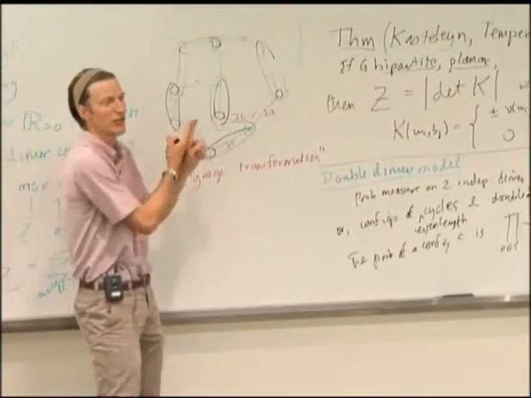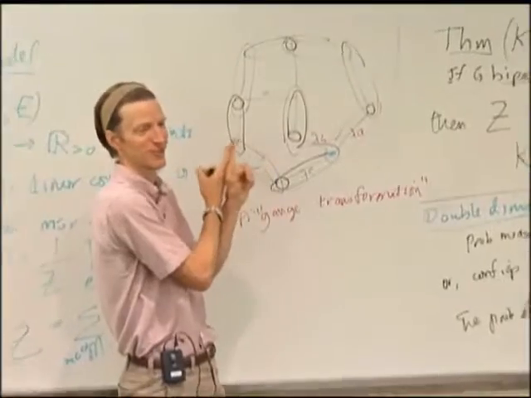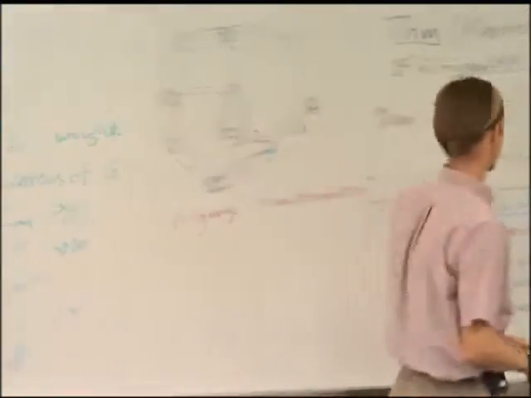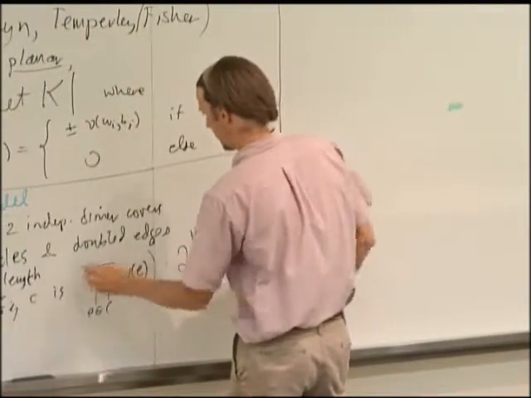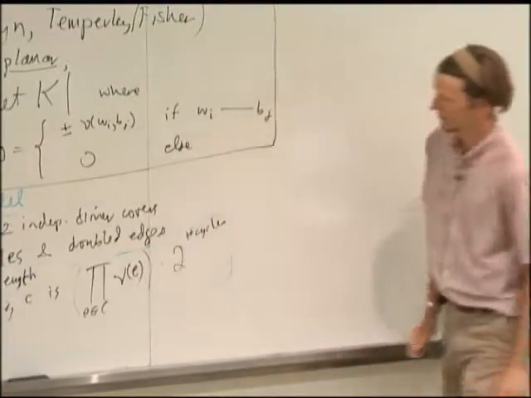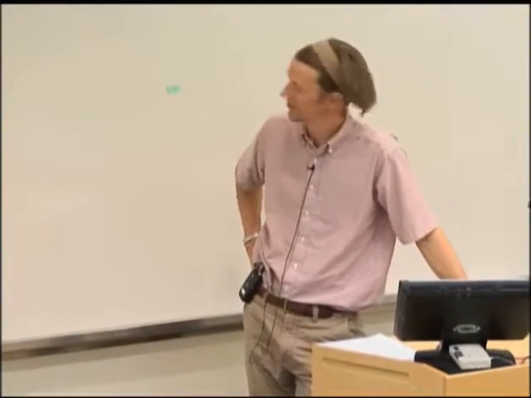Right, because there's only one way to cover a doubled edge with 2 dimers, whereas there are 2 ways to cover every other cycle. Okay. So that's the double dimer model, and not much else to say there.